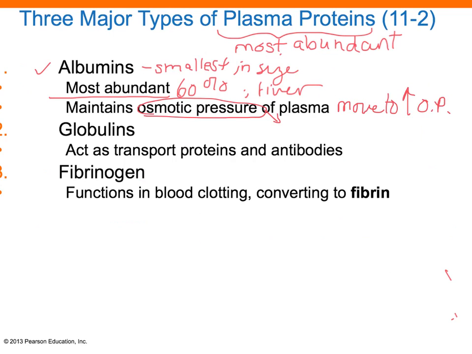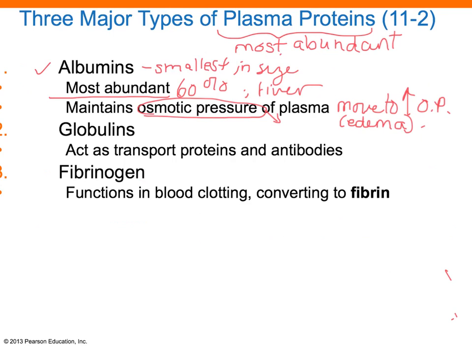And if the osmotic pressure falls in the plasma, that means there will be greater pressure in your tissues, and so water will move to your tissues. So if the concentration of the plasma proteins falls, the tissues would swell, and that condition is known as edema. So it's very important, the role that albumins play in maintaining osmotic pressure.